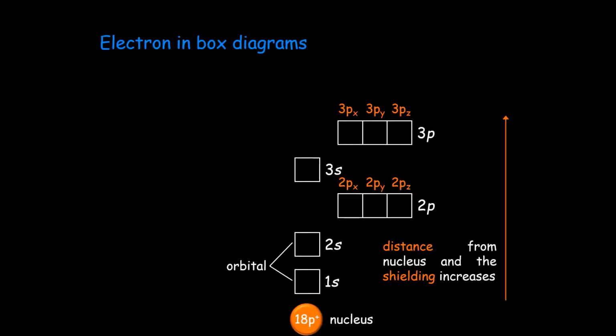So here we have electron and box diagrams. We see the nucleus at the bottom of the screen. Then we have the 1s orbital. Then further out from the nucleus we have the 2s orbital. Then further out from the nucleus still we have the 2p subshell made up of the 2px, 2py and 2pz orbitals. Then further away from the nucleus still the 3s orbital. Then further away still we have the 3p subshell made up of the 3px, 3py and 3pz orbitals.